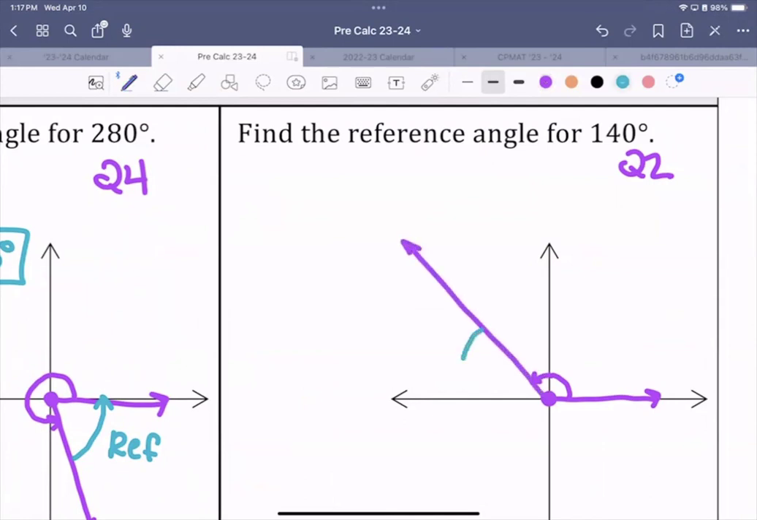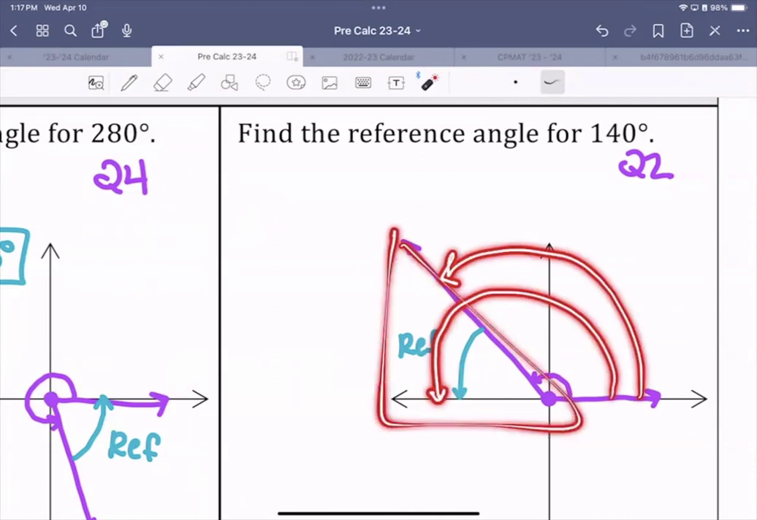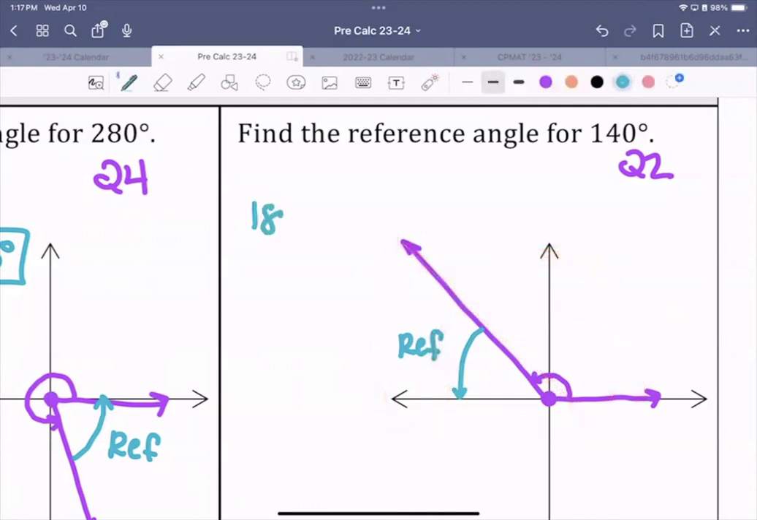So that means this here, this space is our reference angle. And we're in quadrant 2. So I know that if I were to do here, this is 180. And if I took away my angle, I'd be left with this space here. So 180 minus my angle, and that gives me a total reference angle of 40 degrees.